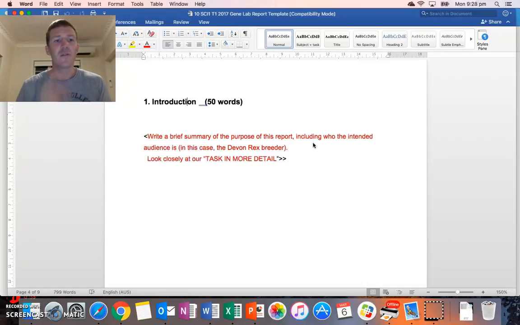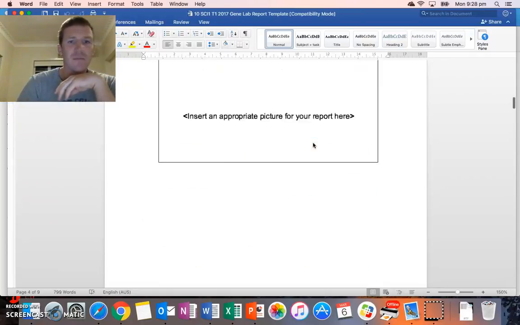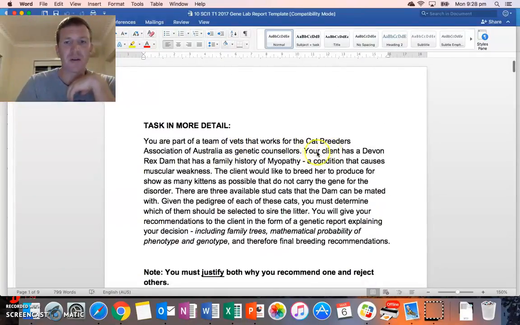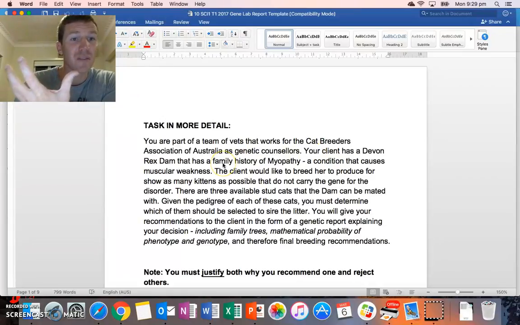So basically, for this part, you need to be formal. It's not a matter of just talking casually. You need to have a formal language, and you need to outline the purpose of the report. Why? What is this report aiming to do? Who is it done for? Who is it directed at? So this report is commissioned by who? There's some information here about who you are and who's looking for the information. So your client is a Devon Rex, so you're doing it for them.